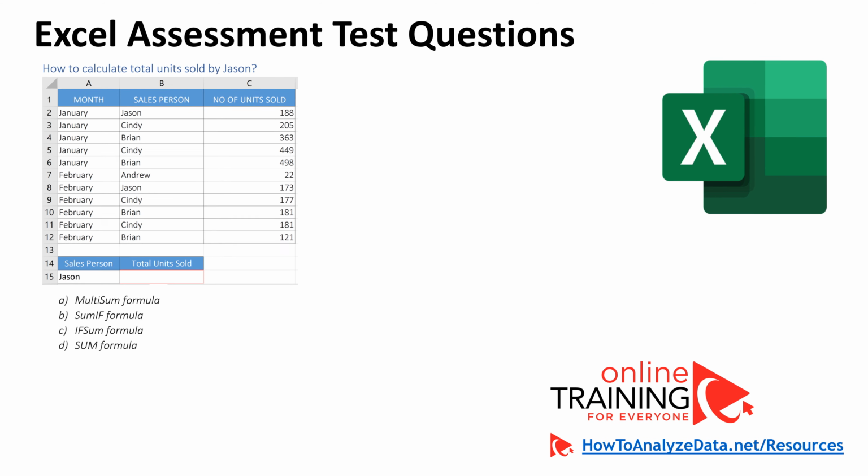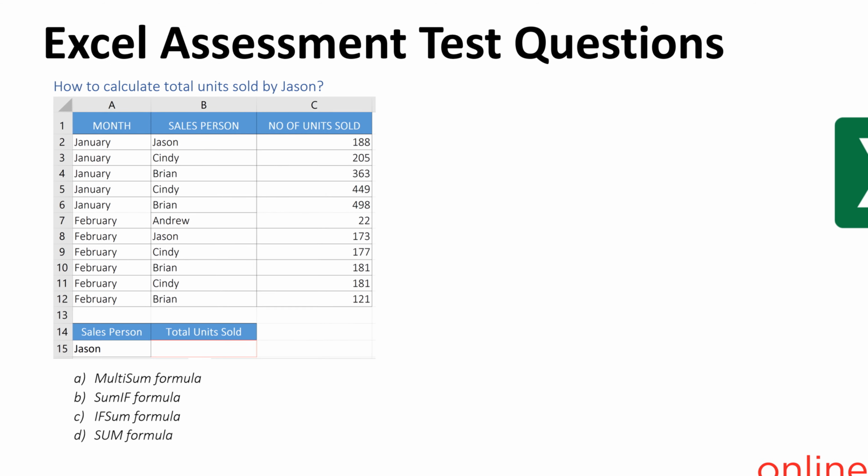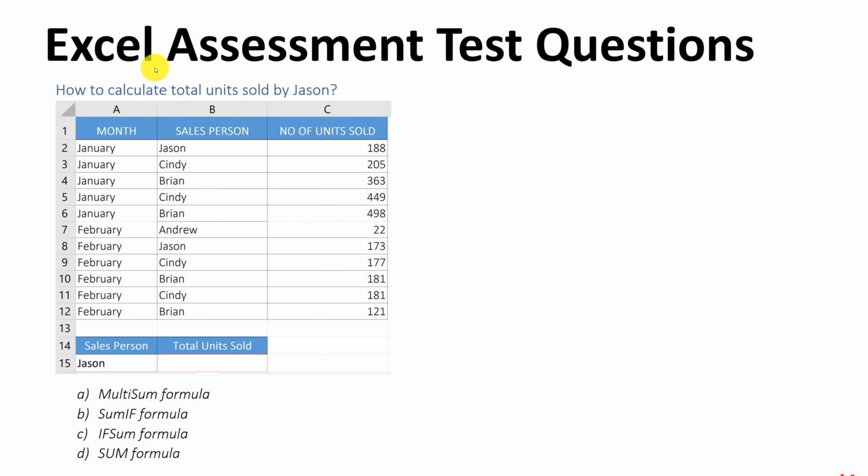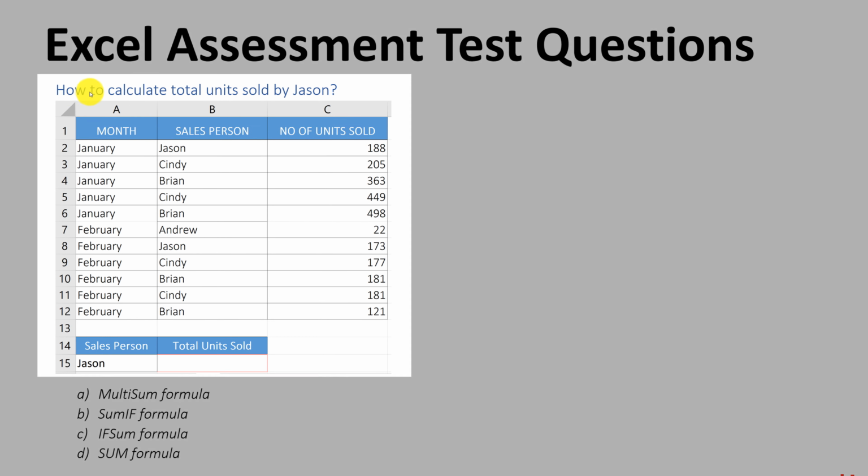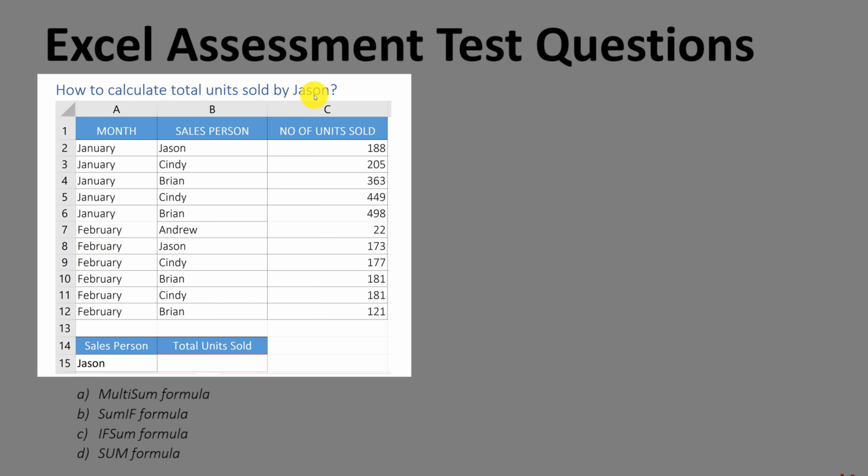Very frequently, you might be asked how to solve a specific problem during an Excel assessment test. For example, in this question, you will be asked how to calculate total units sold by Jason. And you're presented with the table down below, which shows months, salesperson, and number of units sold information. One of the salespeople here is Jason, but there are also other salespeople.